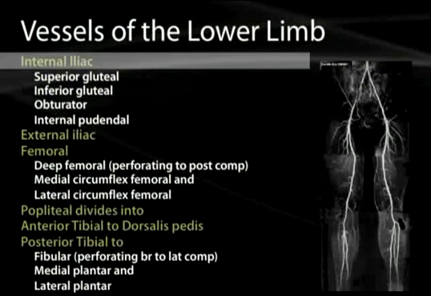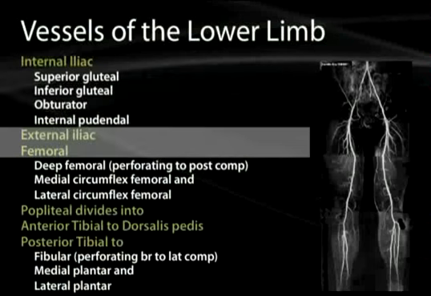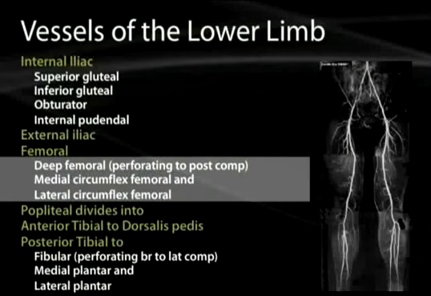So in general, the vessels of the lower limb, we have the internal iliac branches, which would include the superior and inferior gluteal, the obturator and the internal pudendal branches, all coming from inside the pelvis to get out into the various compartments of the gluteal and thigh region. Then we have the external iliac branches, which would go and become the femoral underneath the inguinal ligament, and that would give off a deep femoral, which would then travel down near the linea aspera of the femur, giving off perforating branches through to the posterior compartment.